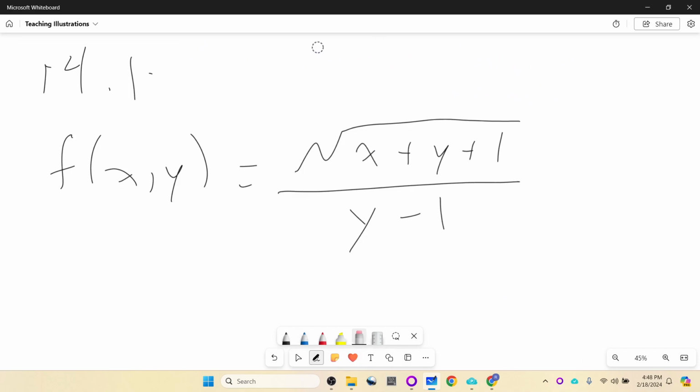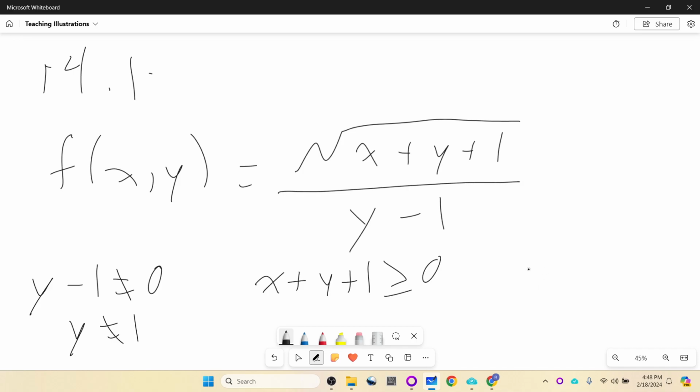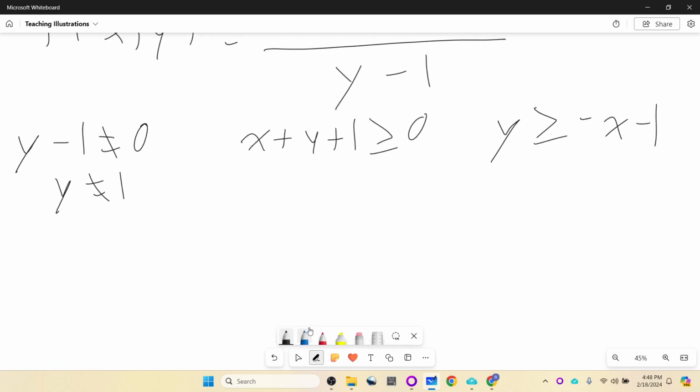But do we have any of them here? Well, okay, we have a denominator. So y minus 1 is not allowed to be 0, which means y is not allowed to be 1. And then for the square root, x plus y plus 1 must be greater than or equal to 0. I'm going to solve that for y and say y is greater than or equal to negative x minus 1. Well, what does this look like?